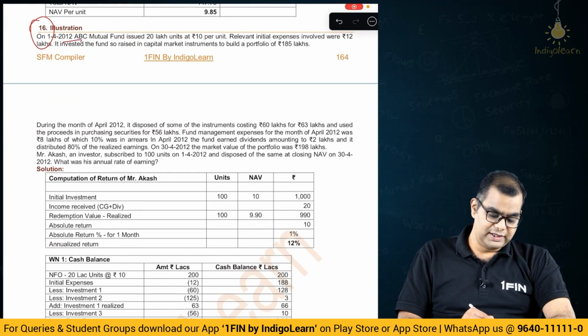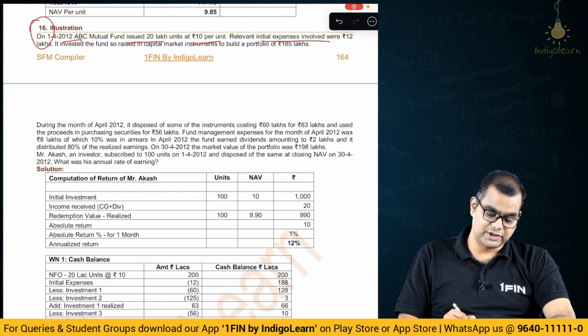On 1/4/12, ABC Mutual Fund issued 20 lakh units at rupees 10 each. Relevant initial expenses were rupees 12 lakhs. It invested funds so raised in capital market instruments to build a portfolio of 185 lakhs. During the month of April, it disposed of some of the instruments costing 60 lakhs for 63 and used the proceeds in purchasing securities of 56 lakhs.